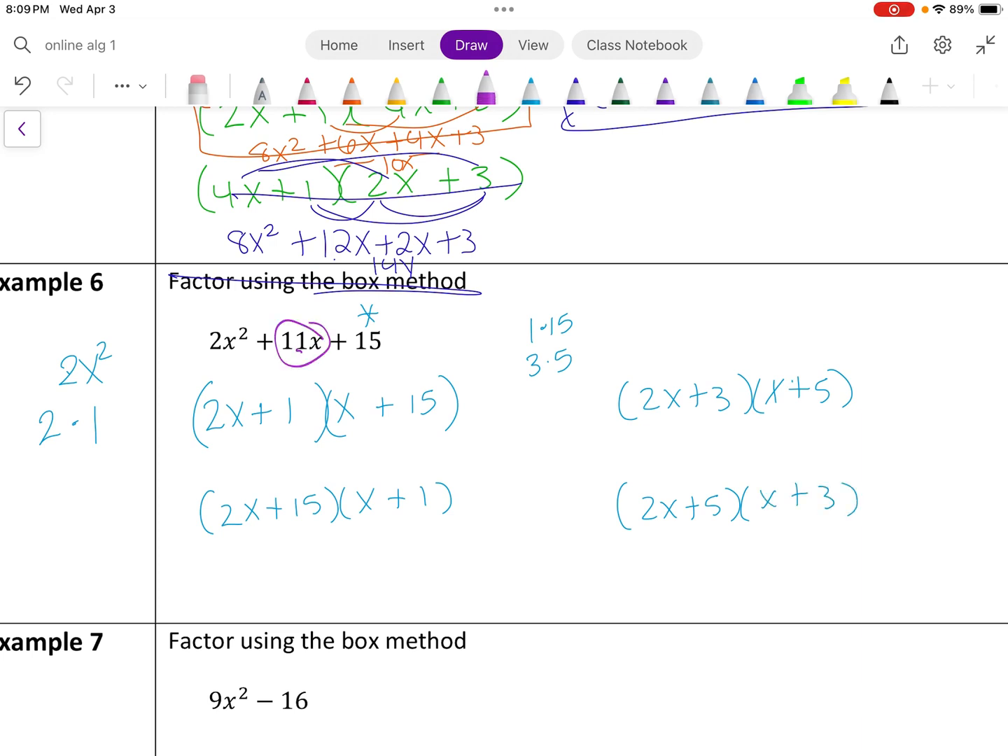So I'm only trying to add to be 11x, and since everything's positive, I don't really think 1 and 15 is going to work. I think that's going to be too big. Because if I look at just the middle terms here, I'm going to end up doing 2x times 15, which is 30x. 30x and x, that's 31x. That's way too big. Same thing here, I'm going to get a 2x plus a 15x, that's 17x, that's too big.